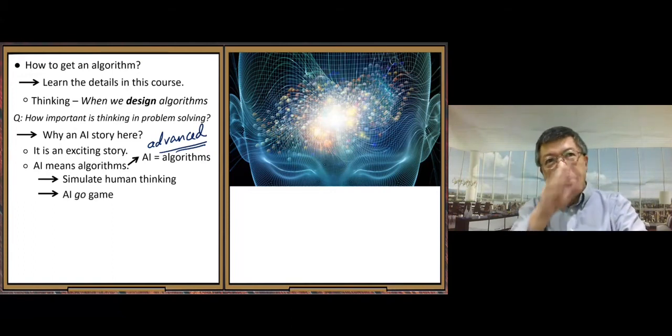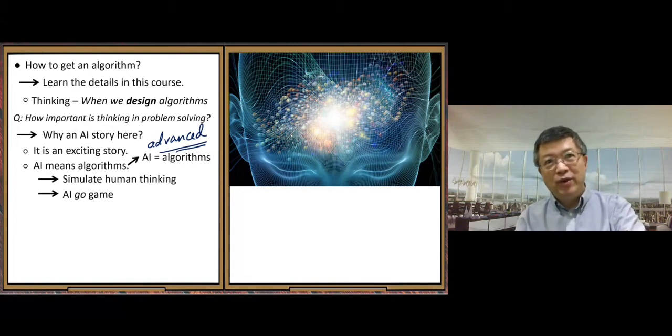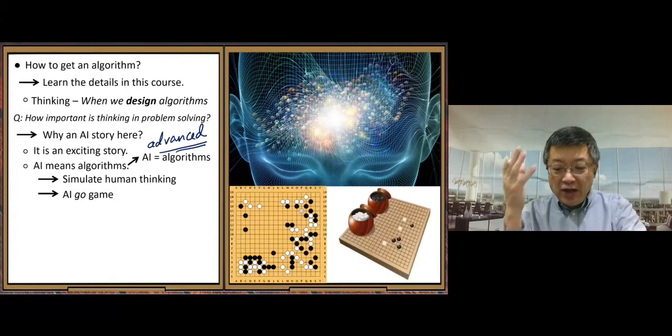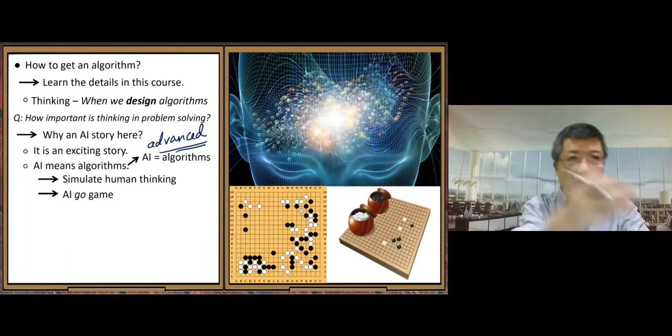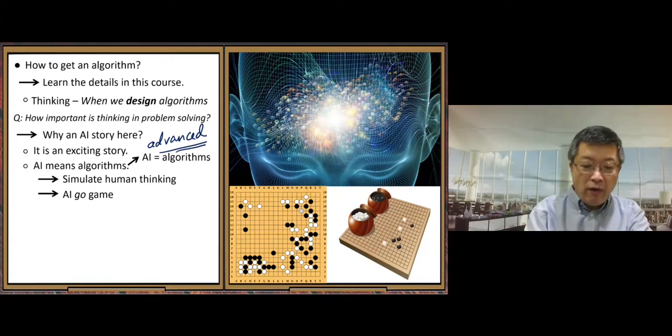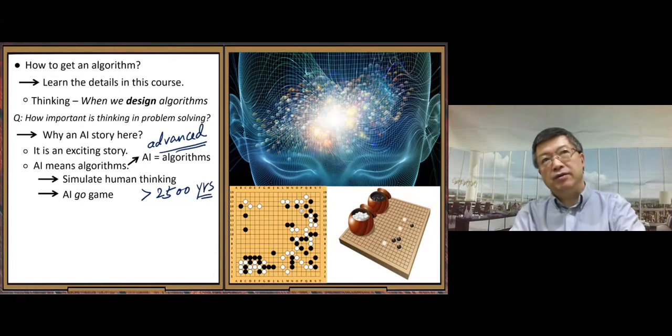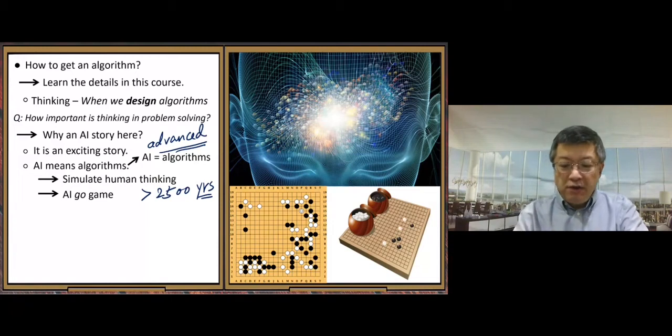The example I like to use is the AI Go game. You may not be very familiar with the Go game, right? It is an ancient Chinese board game. How ancient? More than 2,500 years ago. That old. So very old. The reason I use this example is because this Go game is extremely complicated.